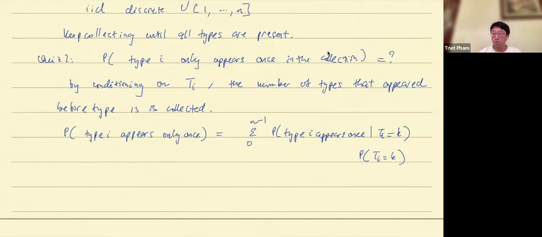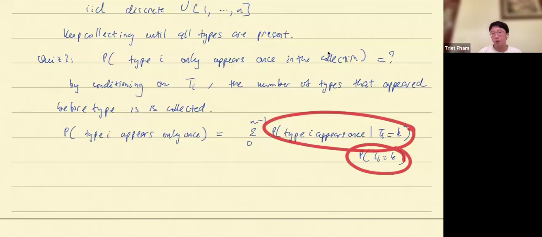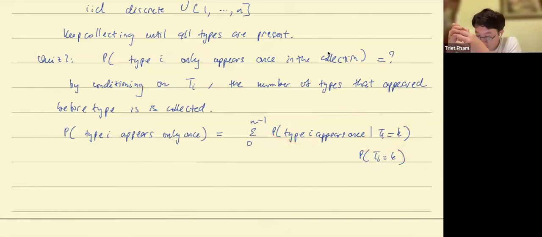So let's see here. What are these numbers? What's the probability that K types appear before type I is collected? How do we know that? What's the probability that K types appear before type I is collected?